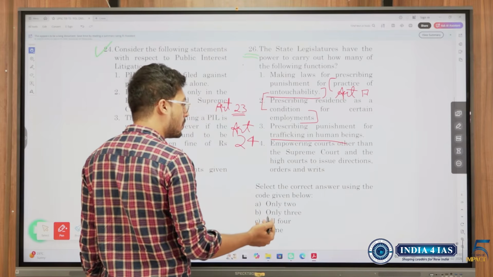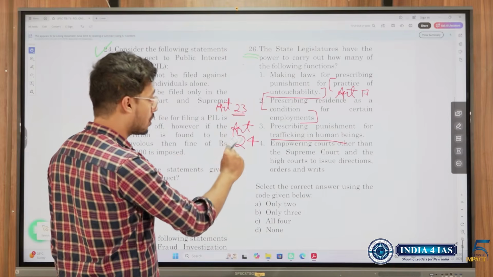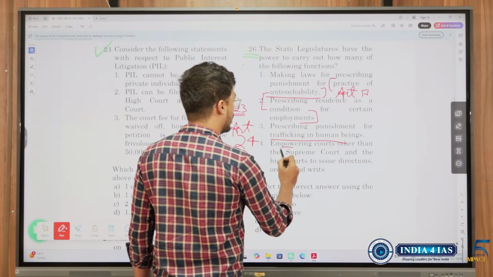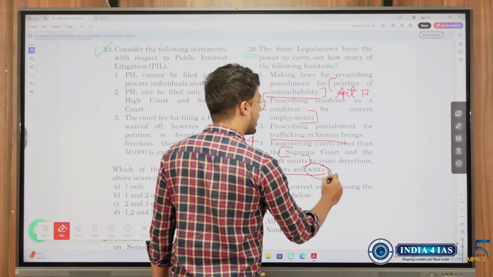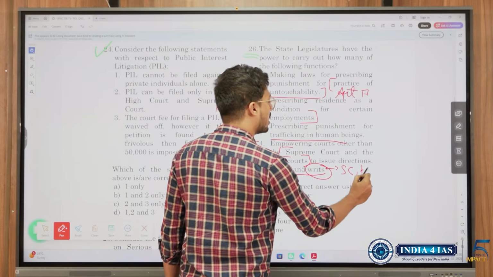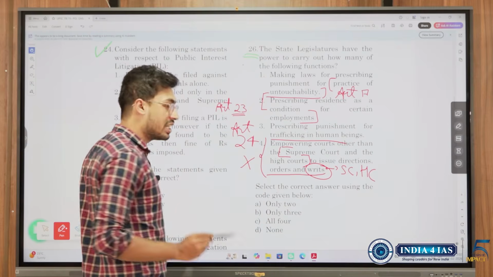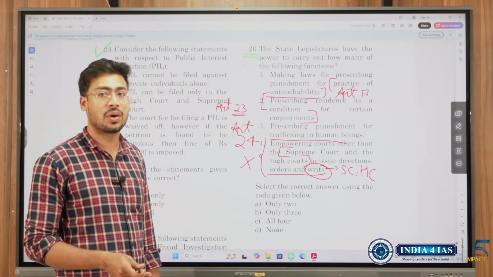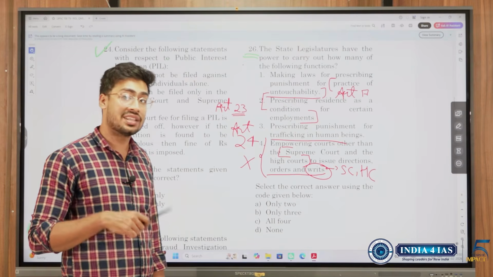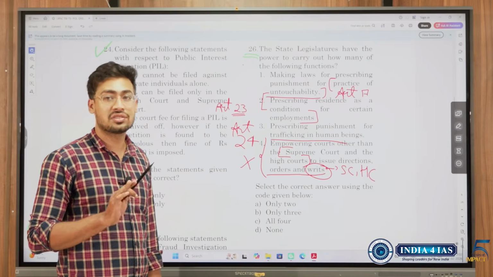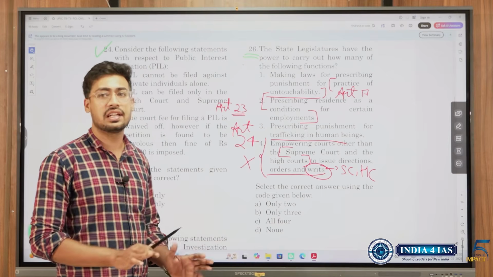Empowering courts other than the Supreme Court and High Court to issue directions. Okay, see, state legislature can empower courts other than Supreme Court and High Court to issue directions, orders and writs. Writs are as of now issued only by Supreme Court and High Court. It is telling state legislature can empower other courts, which is completely wrong. It is only the Parliament. As of now, Parliament has given the power to issue writs to Supreme Court and High Court. Parliament can give it even to other courts such as subordinate courts, but as of now, Parliament has not given that power to subordinate courts, and it is only the Parliament; state legislature cannot do the same.